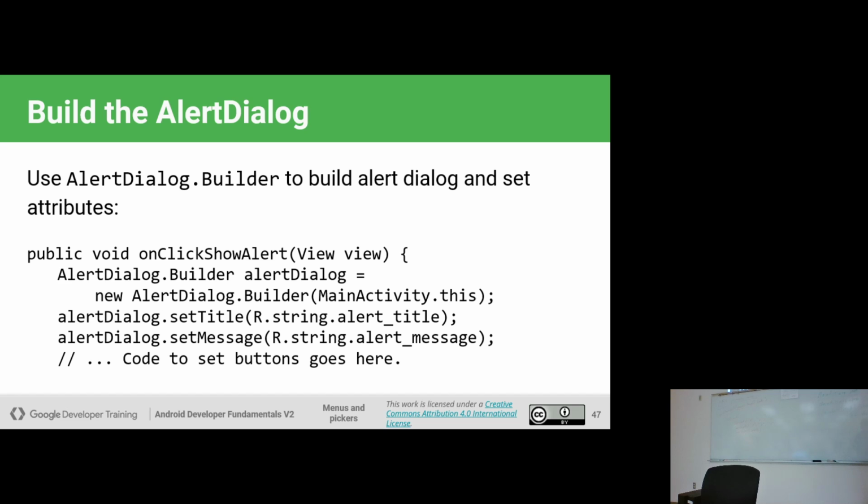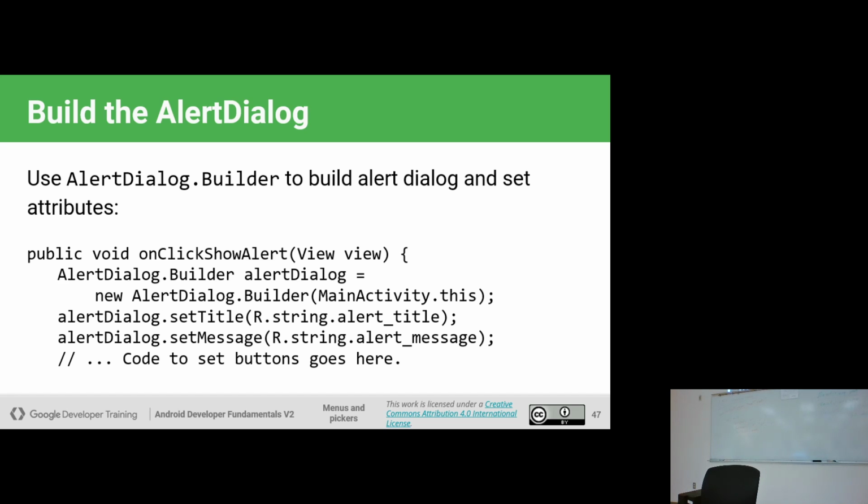So we're going to create a new builder. I'm going to save this to a variable called alert dialog. Note that even though I call this alert dialog, it's not actually a dialog, it's a builder for the dialog. It's the thing that's going to make the dialog, but it's not actually the dialog itself. Context is the main activity.